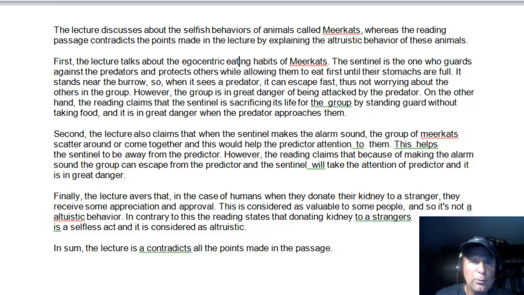You have the sentinel as the one who guards against the predators and protects others while allowing them to eat first until their stomachs are full. It stands near the burrows, so when it sees a predator, it can escape fast, thus not worrying about the others in the group. I think it's important to say that. However, the group is in great danger of being attacked by the predator.